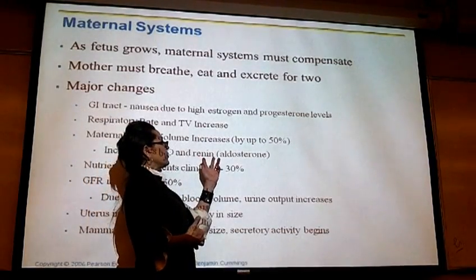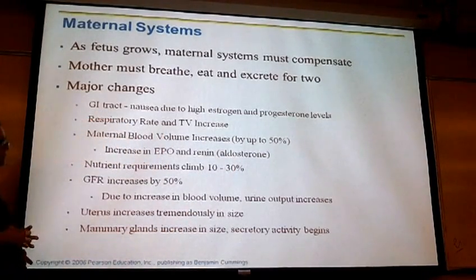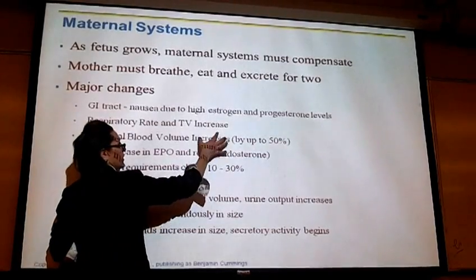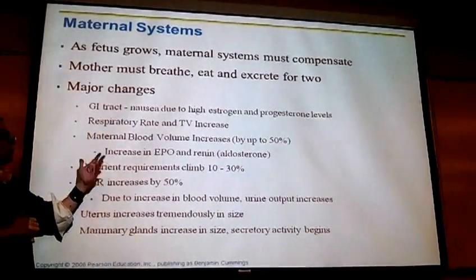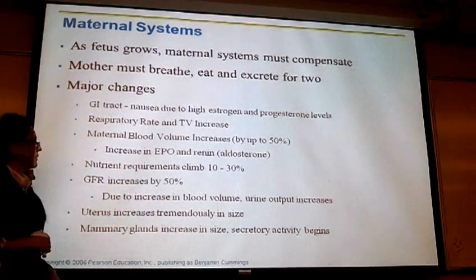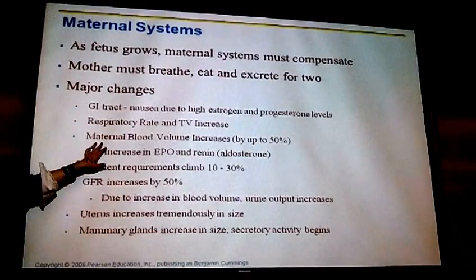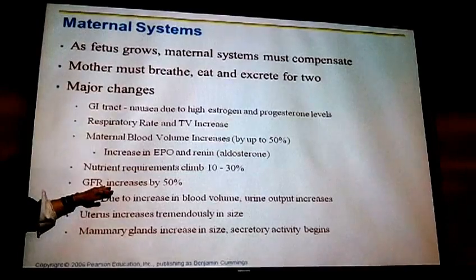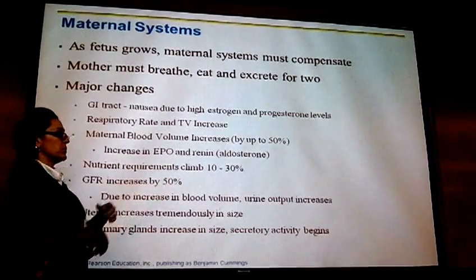You're increasing your renin and aldosterone levels as well. And this can also increase your blood pressure. Now, nutrient requirements obviously are going to increase by about 10 to 30%. Your glomerular filtration rate, if your blood volume increases by 50%, then the rate that you are filtering your blood at the kidneys has to also increase by 50%.